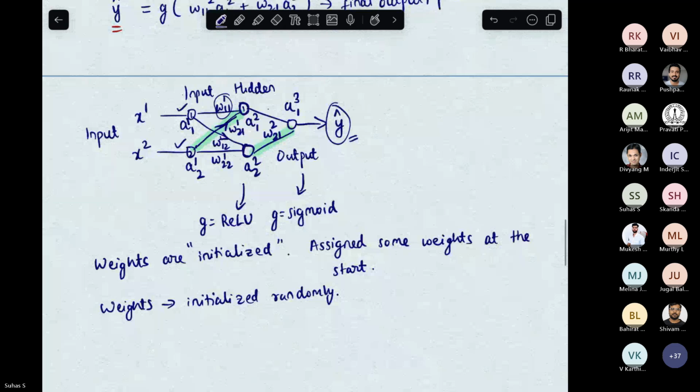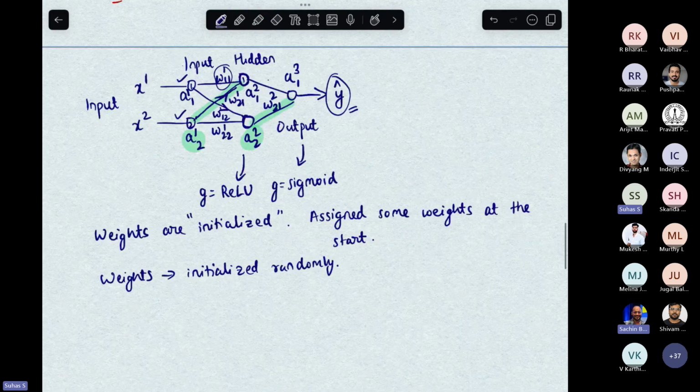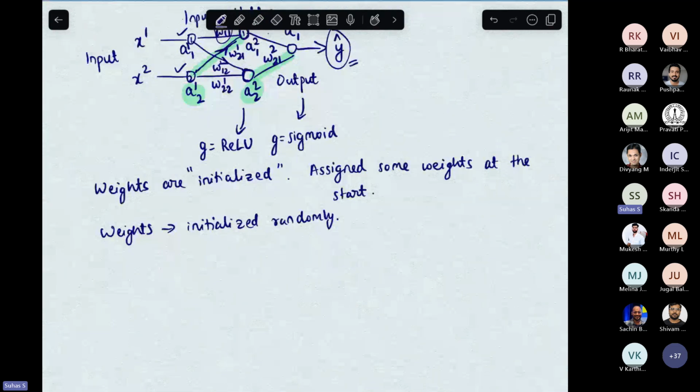Sir, what is the significance of this activation function? Will it be covered later? So the role of the activation function is to limit these node outputs to be in a certain range. Sorry, I got cut off. The role of these activation functions is to somewhat limit the values of these node outputs. So you have these node outputs, A12, A22, and all these things. So you want to limit them to a certain range.